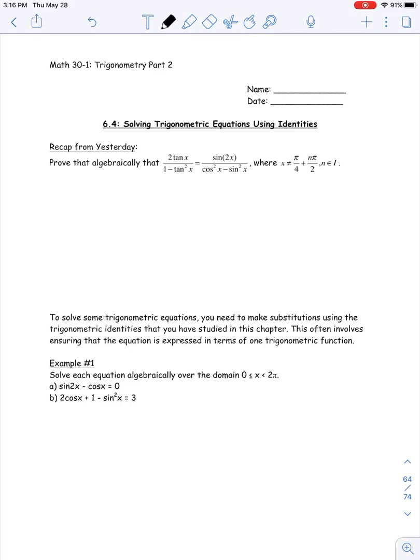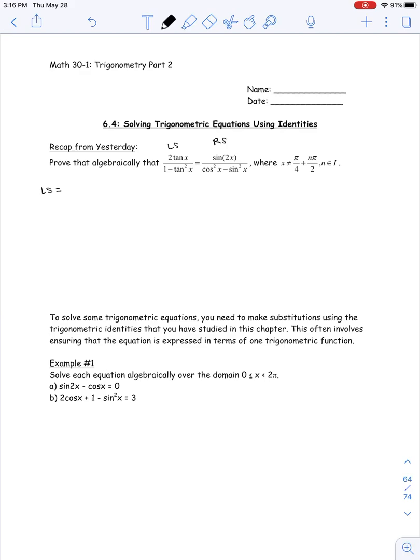Lesson 6.4 is about solving trigonometric equations using identities. So let's prove algebraically that the left side equals the right side. I'm going to start with the left side and see if I can get it to look somewhat like the right side. If I get to a point where it's as simple as I can go, then I'll start with the right side. I always start with one side, and once I've done as much as I can, then I switch sides if I have to.